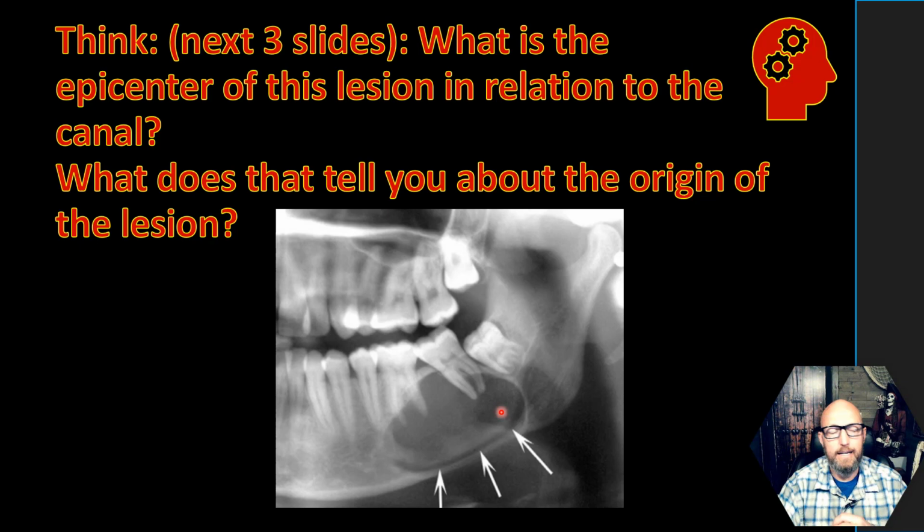It's displacing it, which, what does that tell you about the origin of the lesion? First of all, above the canal, because it's pushing it down. So it's something that arose from above the canal, and it's likely to be odontogenic. And then the borders of the lesion are telling me it's likely something more benign, because it's pushing things around as well, displacing the canal. And so this is likely a benign odontogenic lesion.